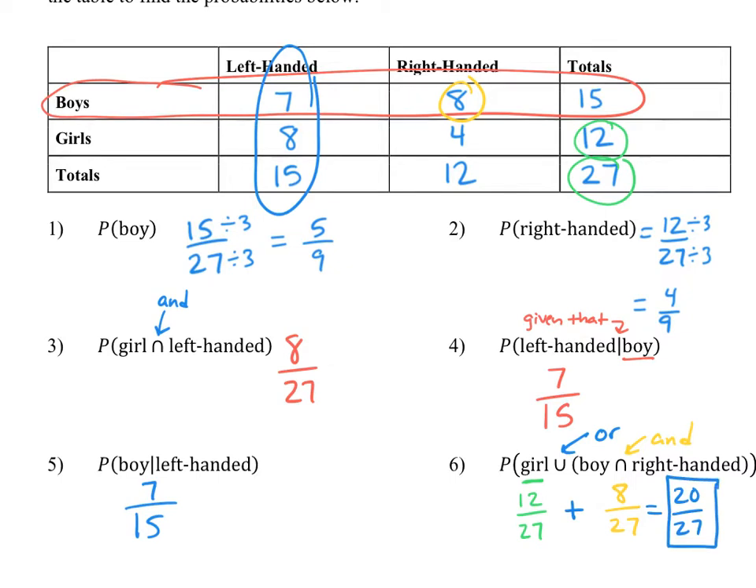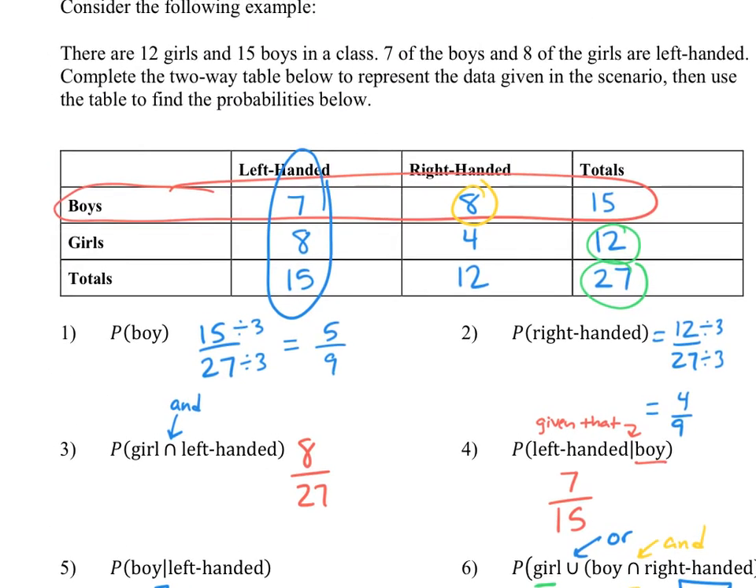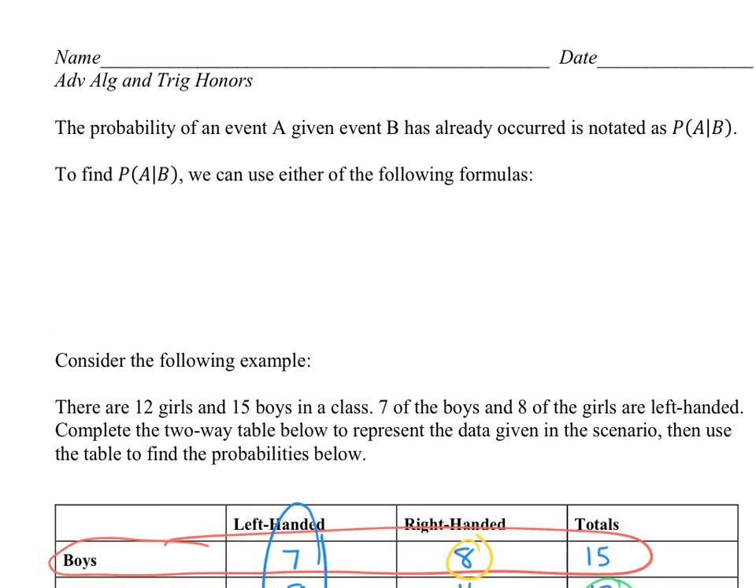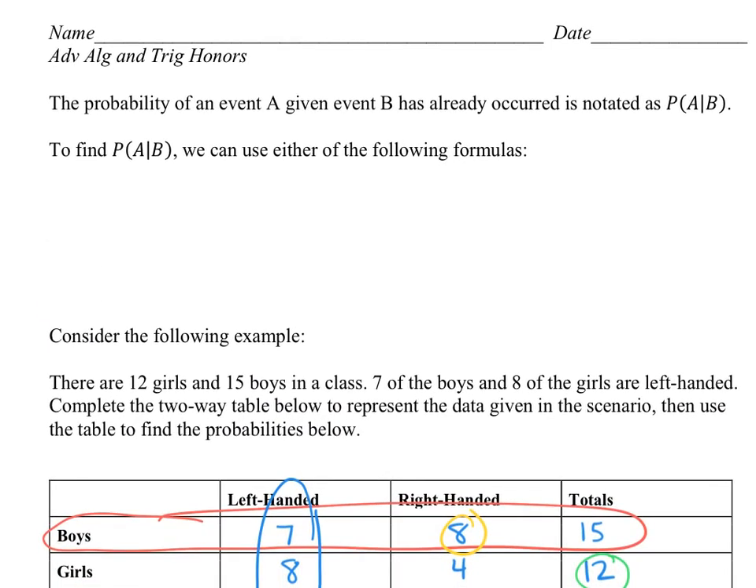Now that we've looked at a variety of probability scenarios, 2 of these were conditional probability scenarios. Number 4 and number 5 were conditional. They have that vertical line which stands for given that. Now I want to talk about what conditional probability is. I'll read this together with you. The probability of an event A given event B has already occurred is notated as P of A given B. To find the probability of A given B, we can use either of the following formulas.